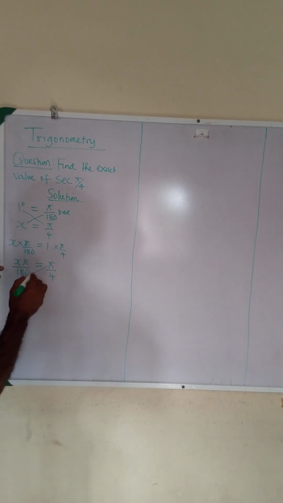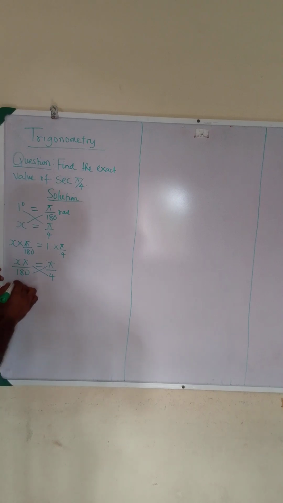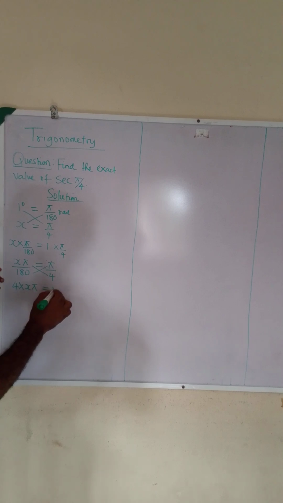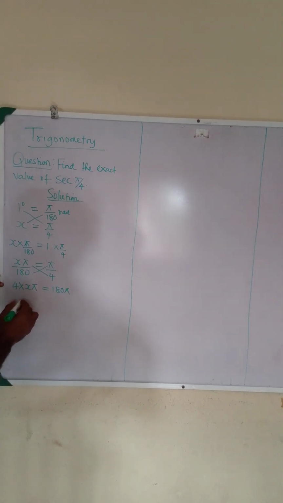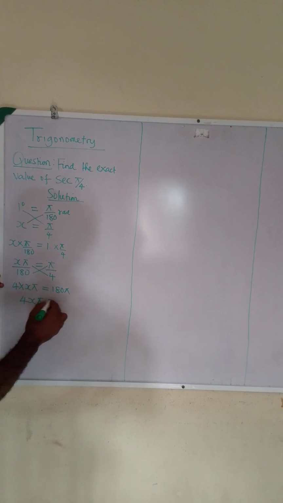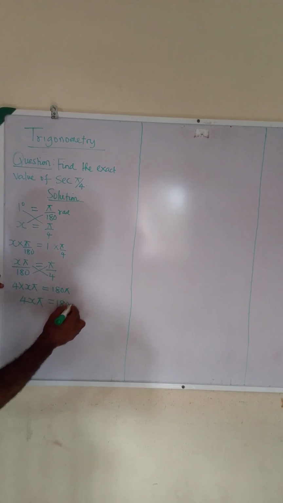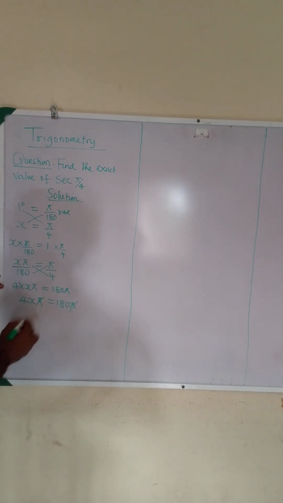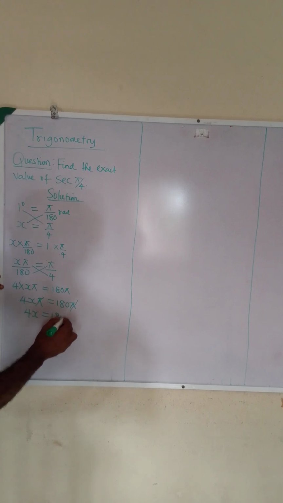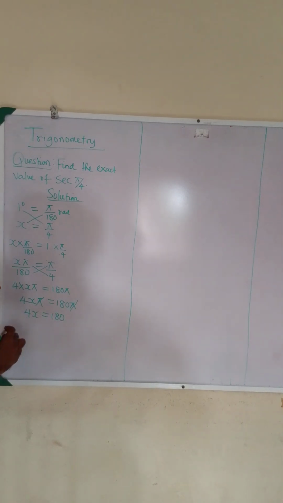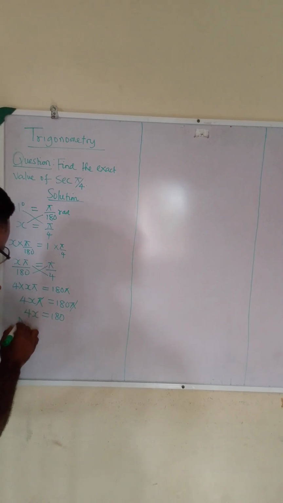If we cross multiply again, this one will come here, this will be coming here, so that we have 4 times x pi equal to 180 pi. So this times this will give us 4x pi equal to 180 pi. So pi can cancel out, so we are left with 4x equal to 180.